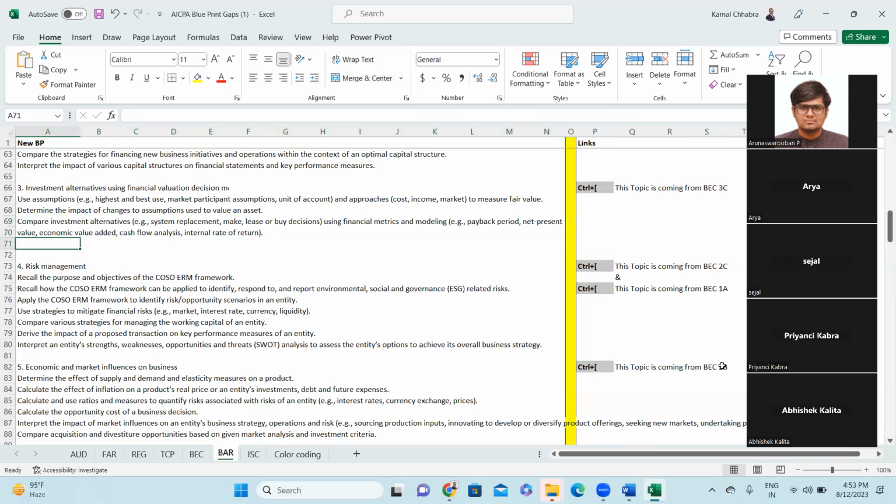Next topic is risk management. Have you heard this term? At least in EY you might be hearing this time and again. Risk management. Yes, sir. Right? What do you understand by risk management?